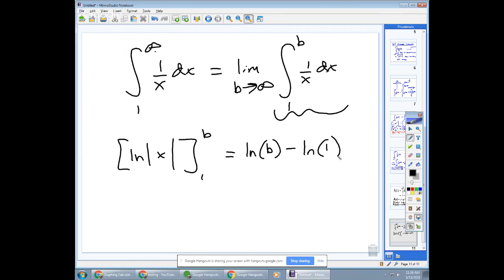What's the natural log of 1? Get away from your calculator. This is 0. This says e to what power equals 1, and it would be the power 0, because a natural log spits out an exponent for base e. So this is just equal to the natural log of b. Now what we want to do is find the limit as b gets big of the natural log of b.